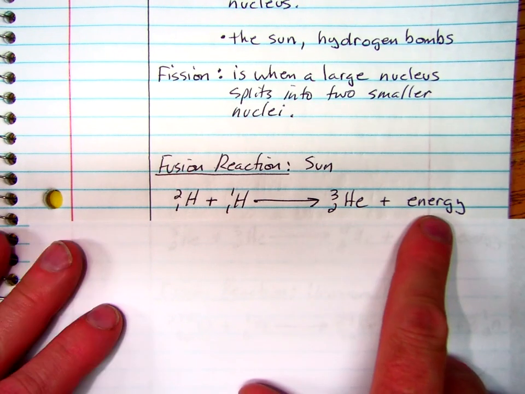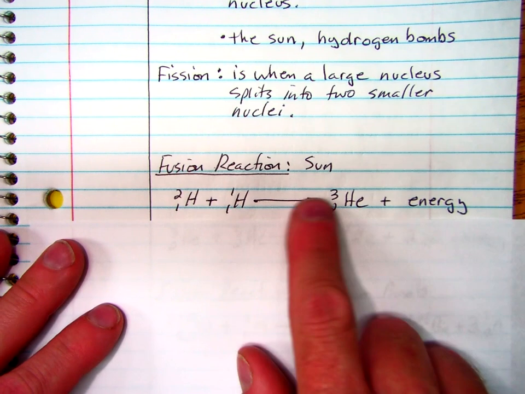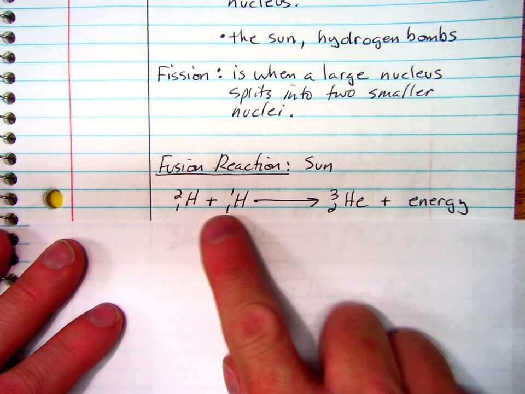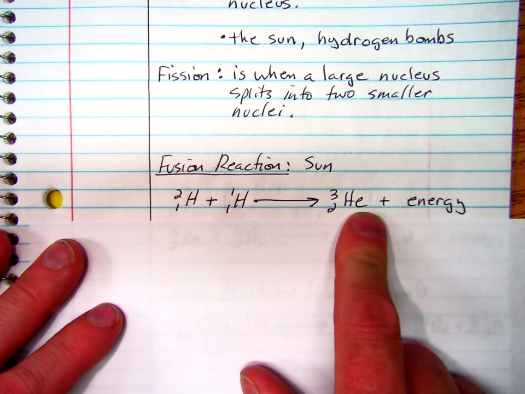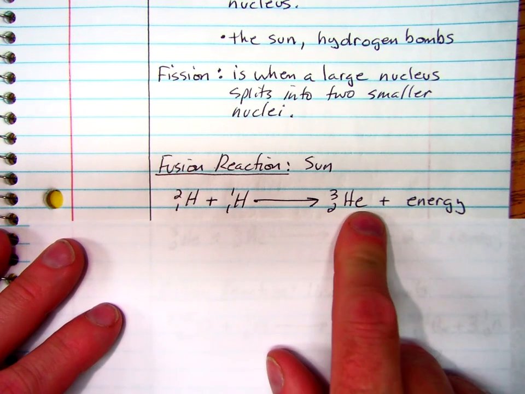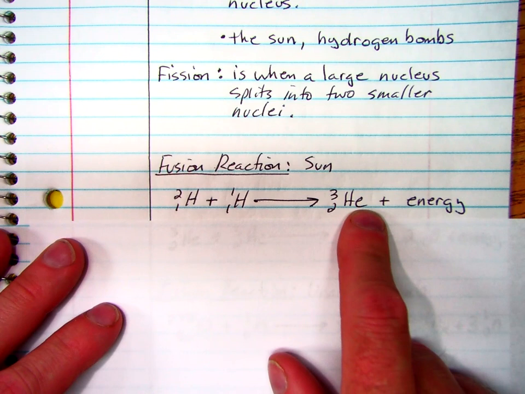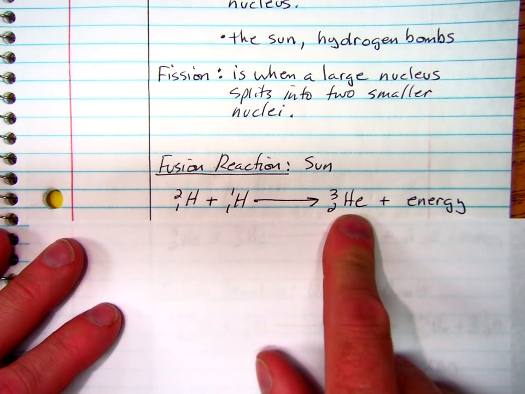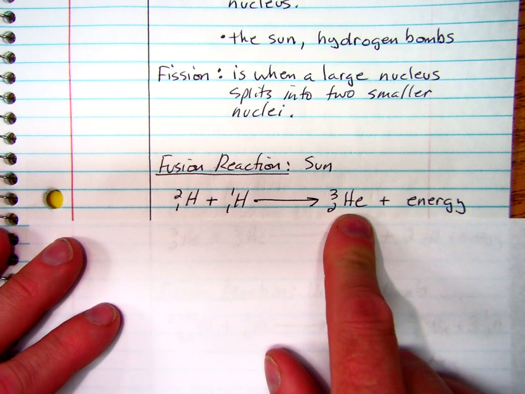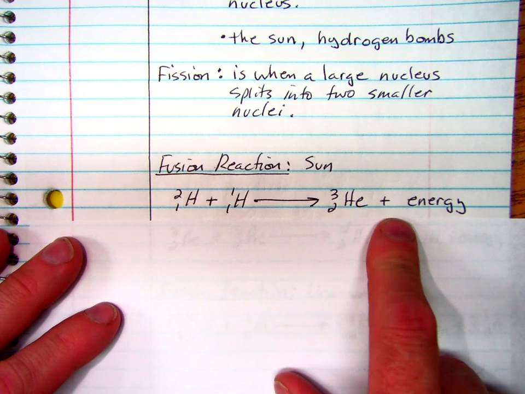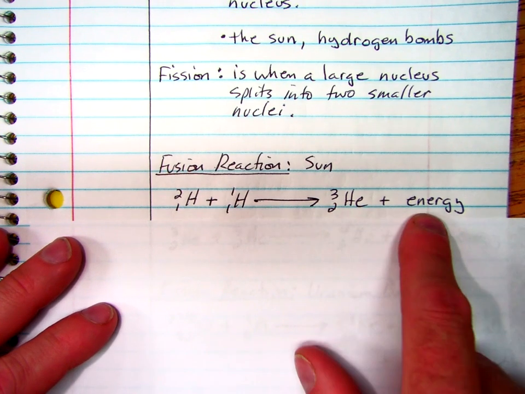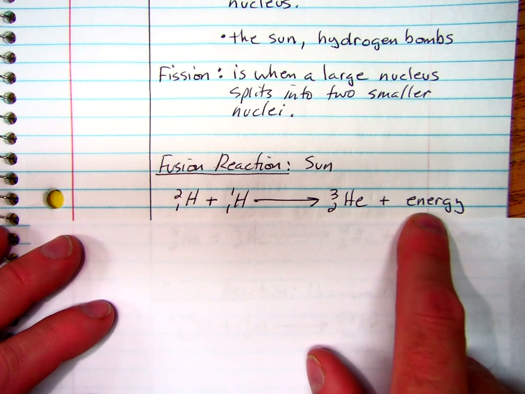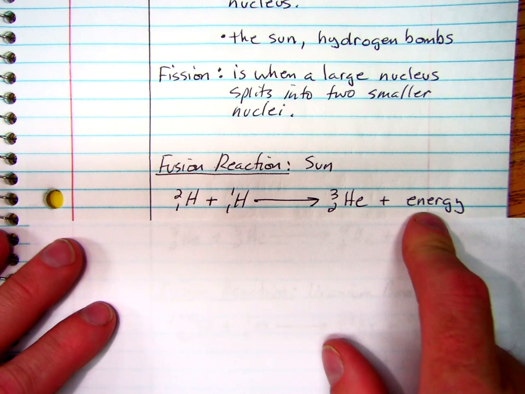How do we know how much energy? Well, if we mass the reactants and we subtract the mass of the products, we have lost mass. The reactants weigh more than the products. Where did the mass go? It turned into pure energy. If we know the mass lost, we can apply it to E equals mc squared and calculate the energy. That's what we'll do later.